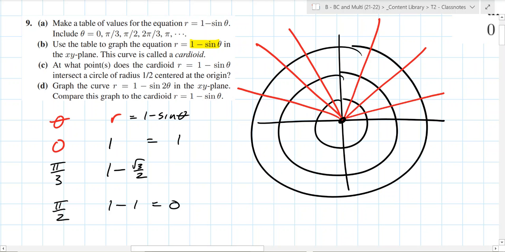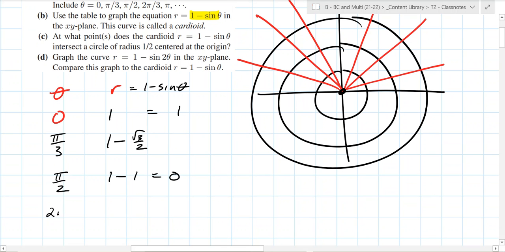Root 3 over 2 is greater than 1. This will be negative, right? Which one? It's 1 minus root 3 over 2. It's not positive. Root 3 over 2 is 0.7, right? Oh, I'm sorry, it is positive. I'm very sorry, it is not negative, but it is bigger than a half. That's what I think in my head. And then what, 2 pi over 3? So you get 1 minus, what's sine of 2 pi over 3?